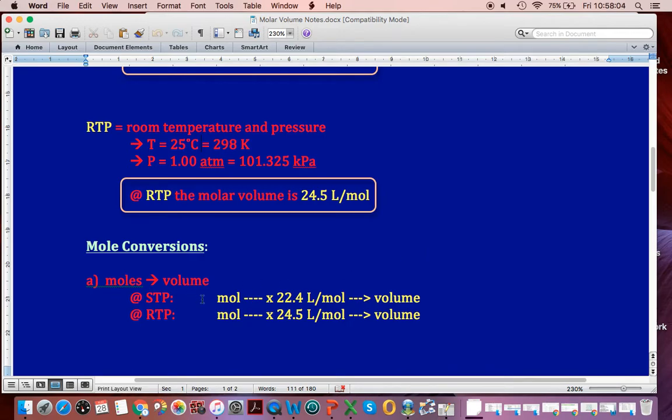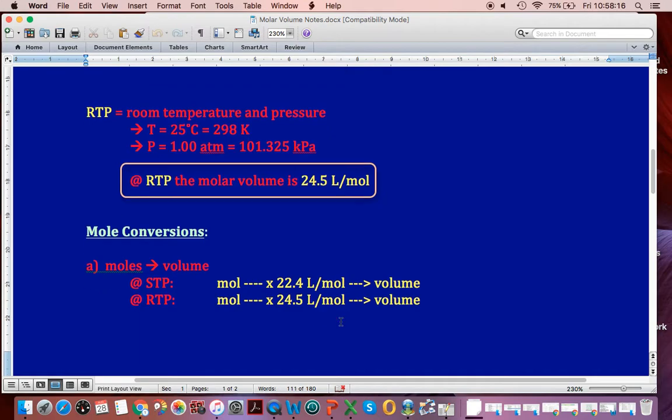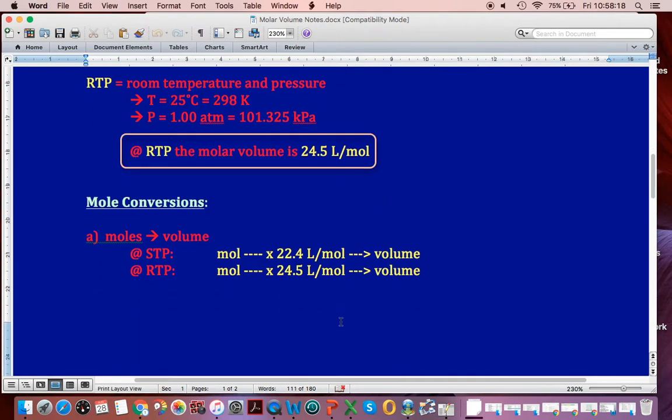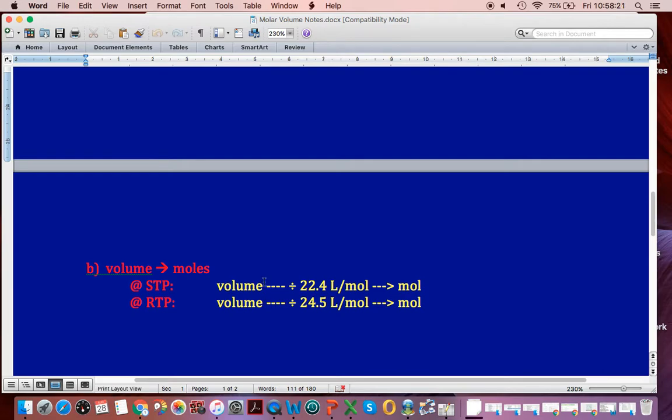Well, how do we use these things? If we're going moles to volume, we take our moles and multiply by 22.4 liters per mole if we're at STP, or we multiply our moles by 24.5 liters per mole if we're at RTP. Obviously, if we're going from volume to moles, we undo what we did. That means instead of multiplying, we divide. So these are the simple calculations you're going to use based on the conversion factor at STP of 22.4 liters per mole or RTP 24.5 liters per mole.